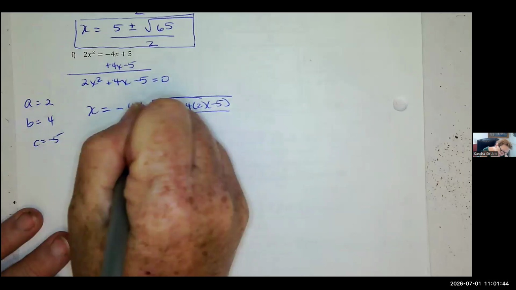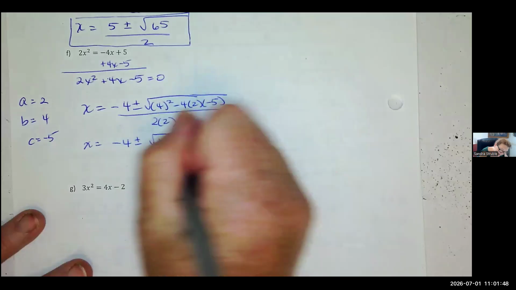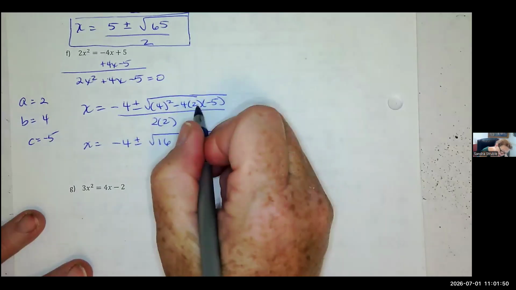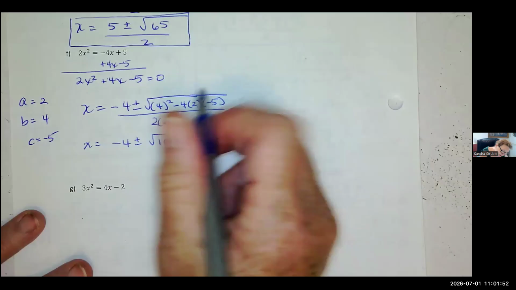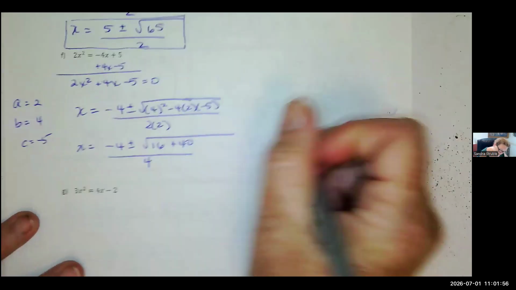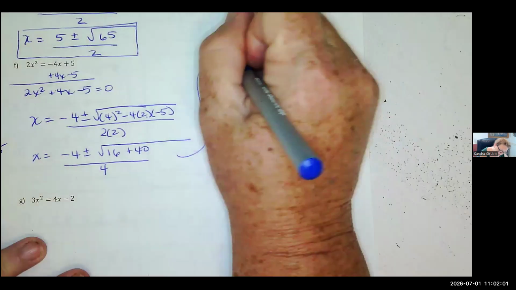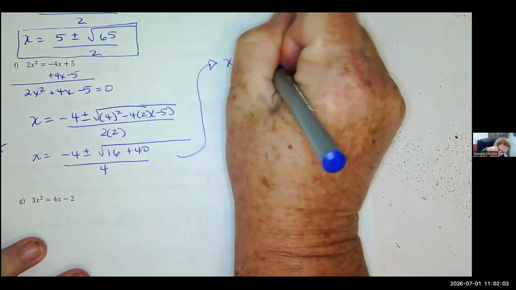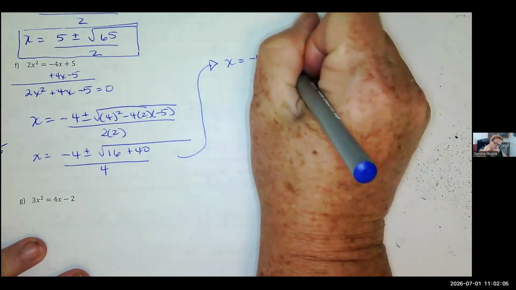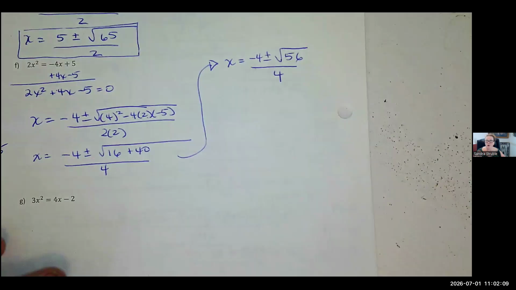-4 plus or minus the square root of 4 squared, which is 16. -4 times 2 is -8. -8 times -5 is +40. 2 times 2 is 4. All right, so let's simplify that. -4 plus or minus the square root of 56 over 4. For those of you who are not moving on to college algebra trig, put a box around that.